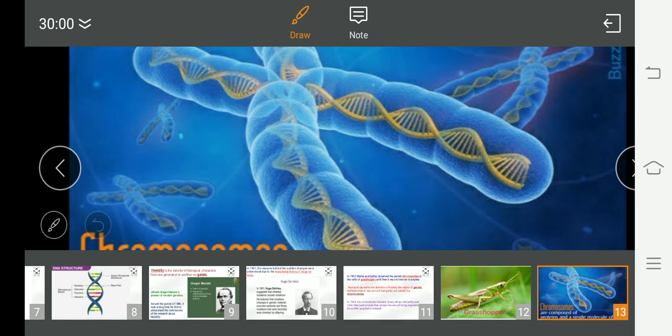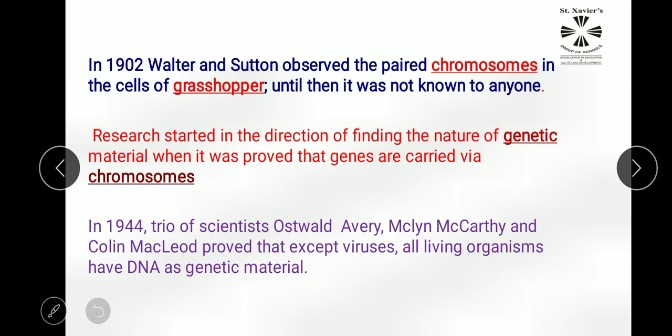Afterwards, it was proved that genes are carried via chromosomes. See, once the chromosome was discovered, the study about the structure of the chromosome started, and then the scientists uncovered the knowledge that genes are there in chromosomes, and these genes are responsible for genetic changes. And then, once it was proved that genes are carried via chromosomes, this research started in the direction of finding the nature of genetic material, students.